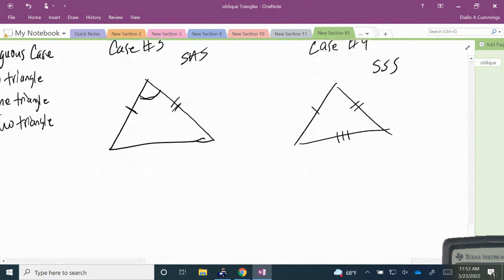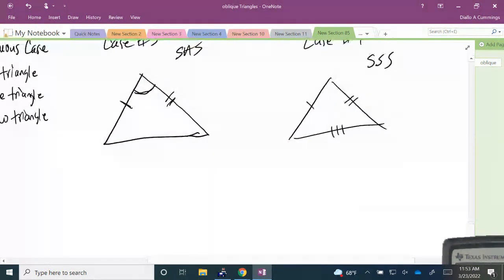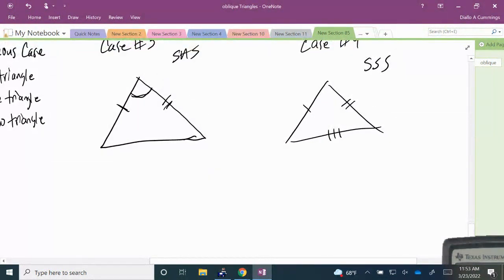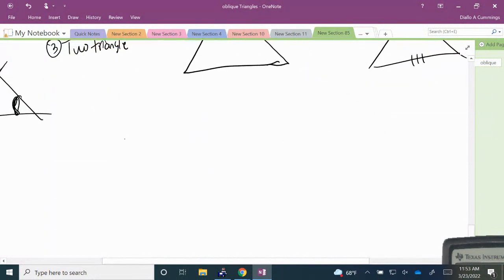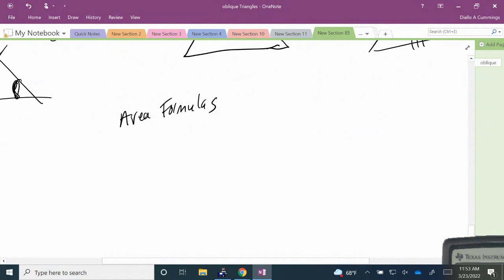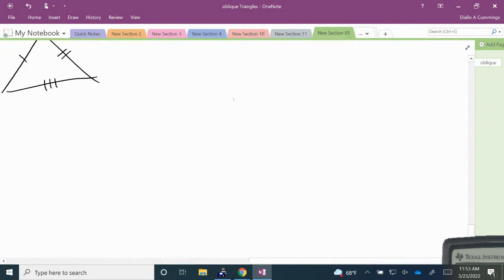Now I want to look at case number 3 for just a second, the side angle side setup. Okay. And the side angle side setup is used to find area. So right underneath, I'm going to write area formulas. Okay. So normally, if you were finding the area of a triangle, all right, so this is from classic geometry.